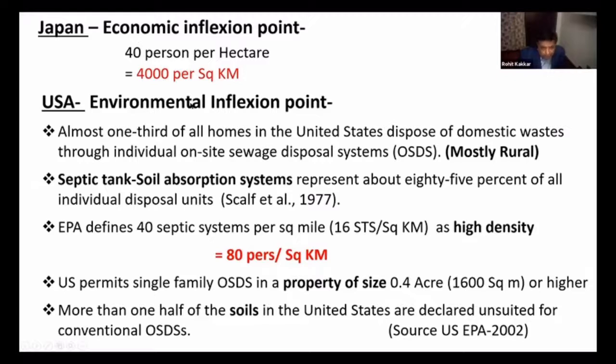It's not based on the economics, but because of their calculations about the pollution cost, they find that if there are more than 16 on-site sewage septic treatment stations per square kilometer, then they call it high density. So if that is high density, that corresponds to around 80% per square kilometer in our area, and they only permit on-site disposal systems, that is septic tank systems, in very large property sizes. But that is America. They have the resources.